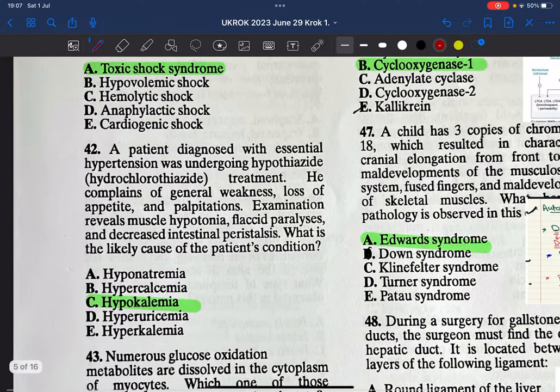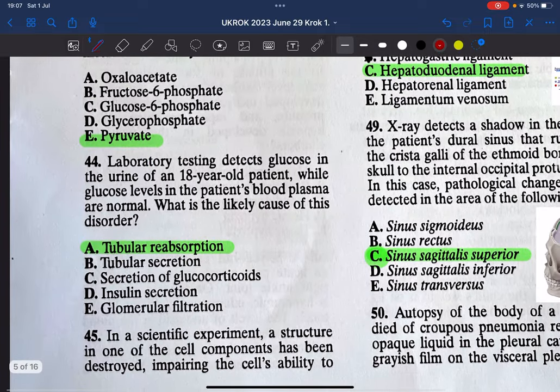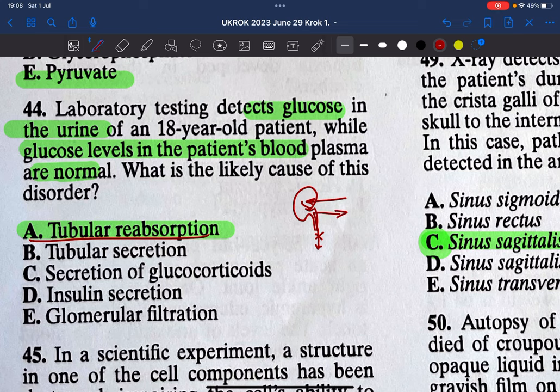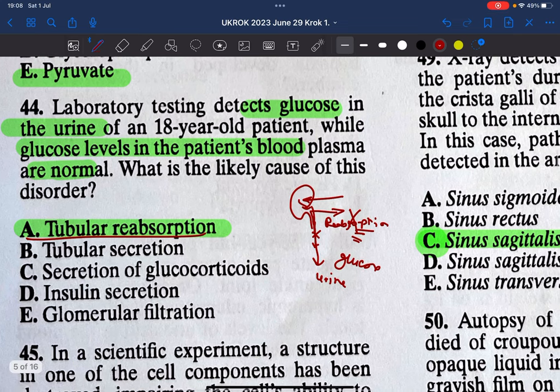Also this one, about glucose in the patient's urine, but in the blood the glucose levels are normal. So this means that there is a problem with the tubular reabsorption of glucose. The glucose goes to the kidney, it's filtered, which is also normal. But what's not normal is if it continues to the urine, it should be reabsorbed back to the blood. If reabsorption does not happen, glucose will appear in the urine, and this is called renal diabetes. Renal reabsorption.